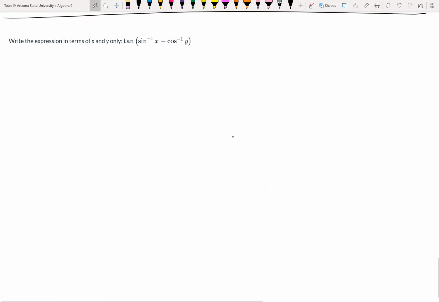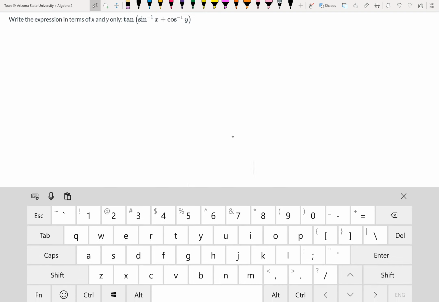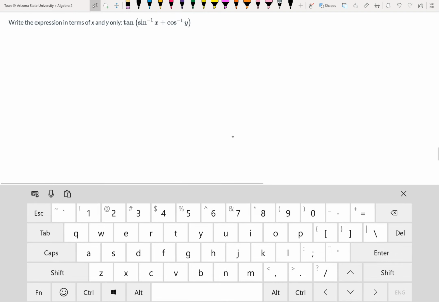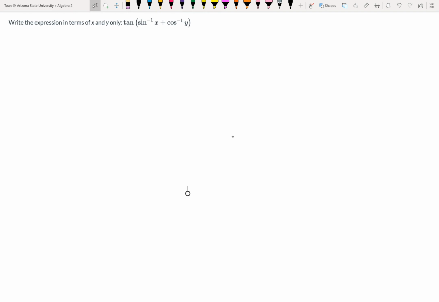So this question wants us to rewrite this weird looking expression in terms of x and y only. It is a composition of trig functions and inverse trig functions. So the idea is to remember what inverse trig functions really stand for.